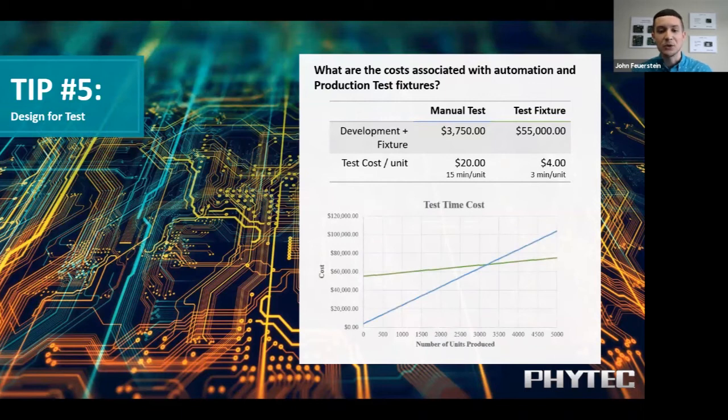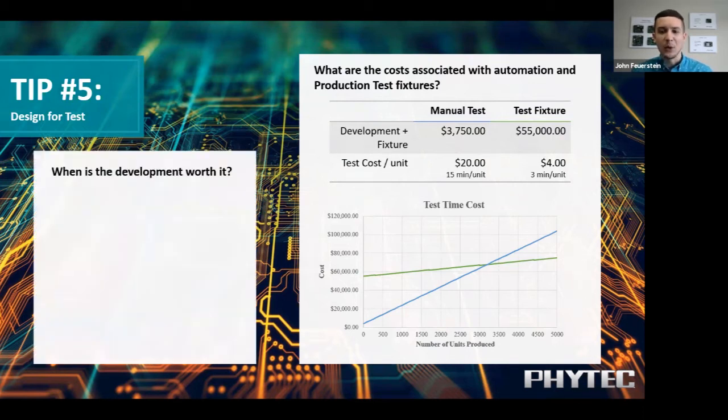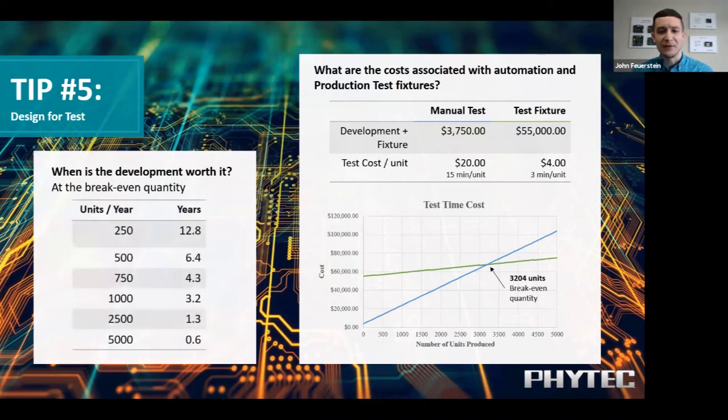To show that visually, here's a graph showing the number of units produced and what the cost is as those units increase. And so when is the development worth it? That's about at the break-even quantity, right? Here it's about 3,200 units in our example, but we also have a table to show you the number of years it takes for that cost to meet up, depending on the amount of units you're producing.